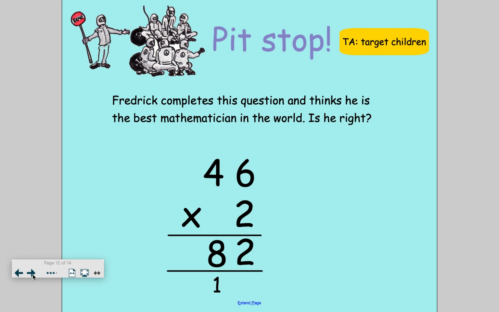Or is it? No, he's made a mistake. He didn't add the 1 on to his 2 times 4, which made 8. That needs to go, and it needs to be a 9. So it should have been 92, not 82. Goodbye to that 8. Good, right.